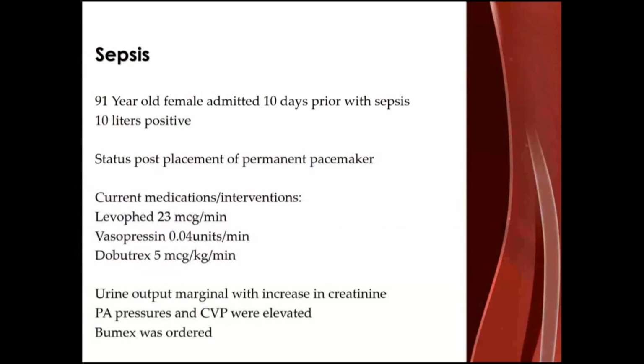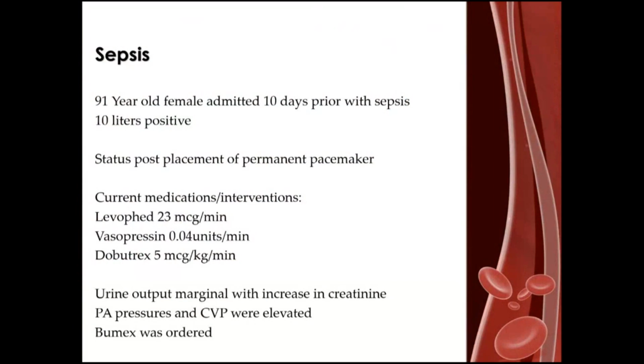In this case, it was a septic patient that was admitted and fluid resuscitated, and she ended up being like 10 liters positive. During her stay they placed a permanent pacemaker, and at that time she was on Levophed at 23 mics per minute, vasopressin at 0.04 units per minute, and dobutamine at 5 mics per kilo per minute. Her urine output was marginal, and she also had a bump in her creatinine.